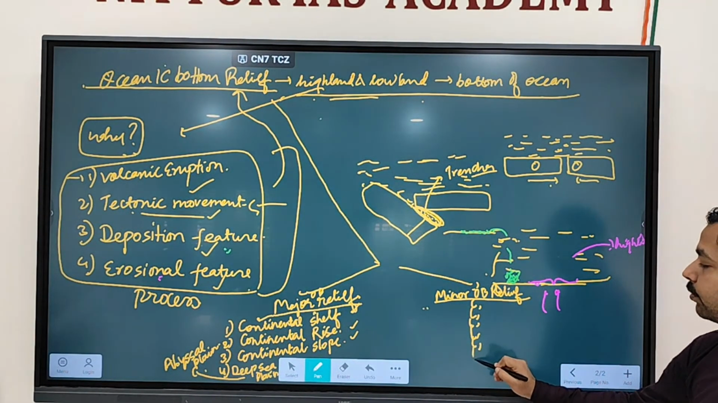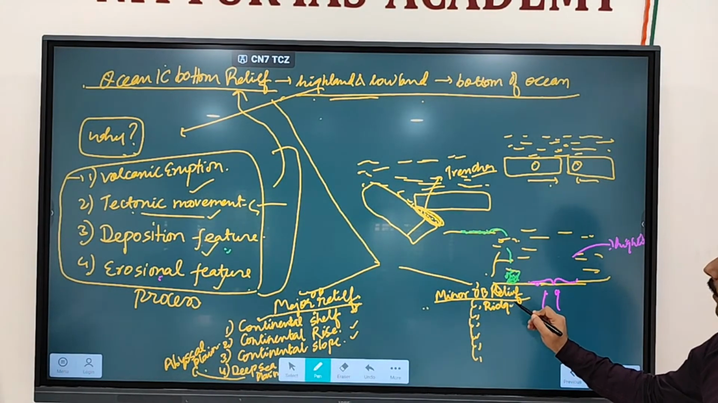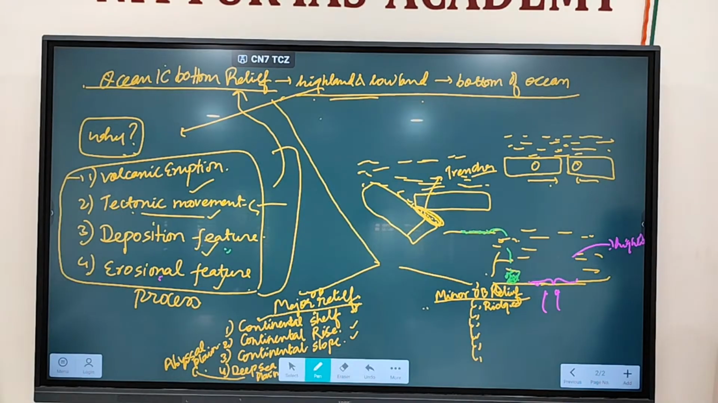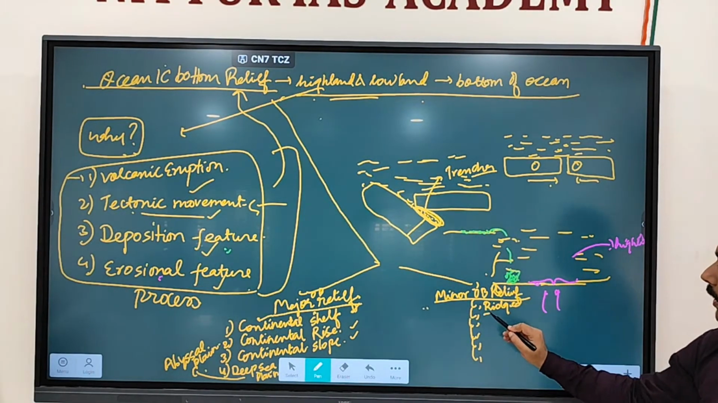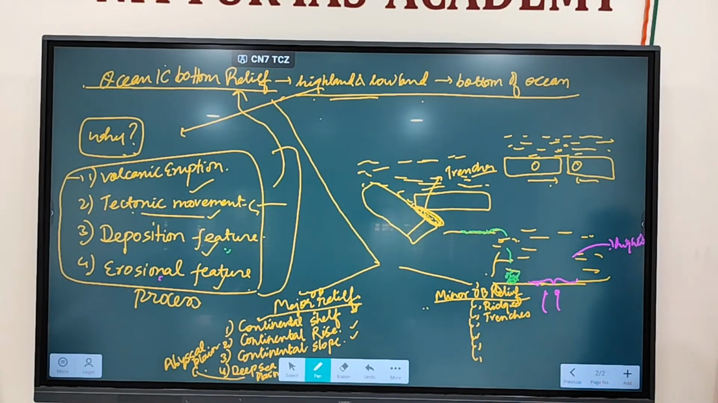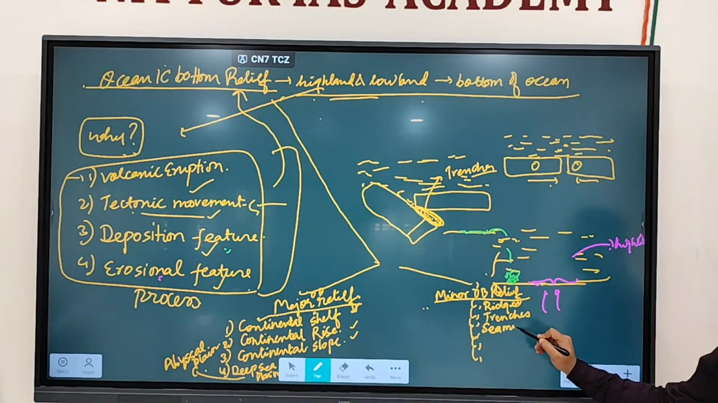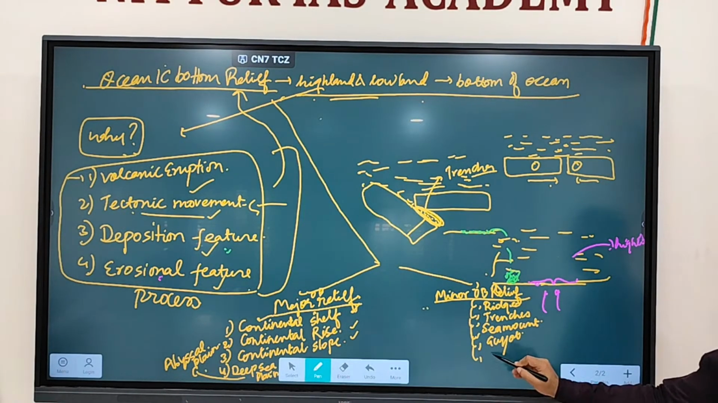There are a lot of things there. One is called ridges. Ridges are minor oceanic bottom relief features. Second, we have already written trenches. Trenches are minor oceanic bottom relief features. So ridges, trenches, there is something called seamount. We'll find guyot, seamount, guyot, referred to as abyssal hills.